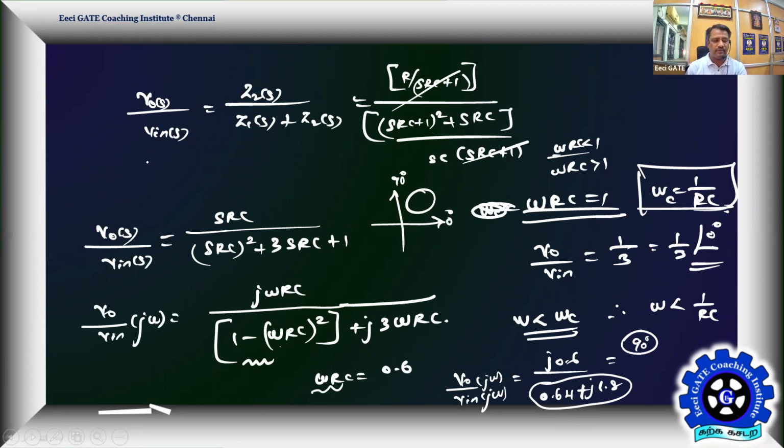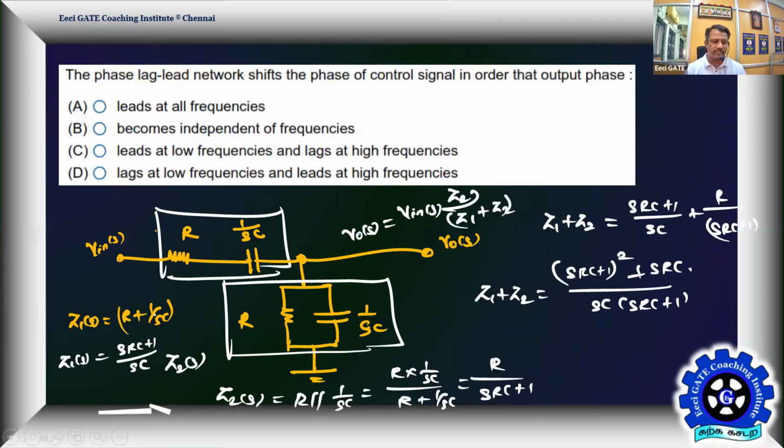Low frequency, so this is your region. This is your omega, 1 by RC. That's no phase shift. Here it is going to be lead and here it is going to be lag. You can check it. As of now, I'm concluding that at low frequency it acts as a lead compensator and at high frequency it acts as a lag compensator. It's confirmed by placing certain values for omega RC. So strongly I'll go with the option: it leads at low frequencies and lags at high frequencies is the right answer.